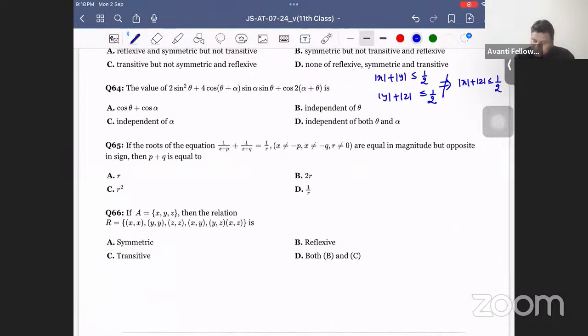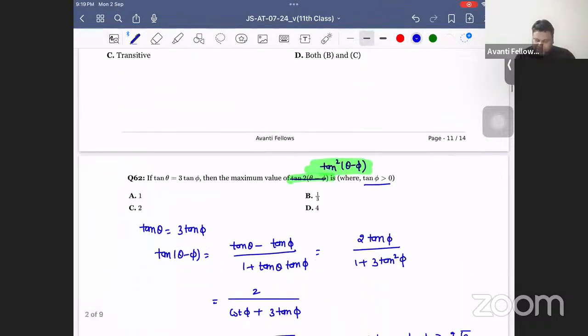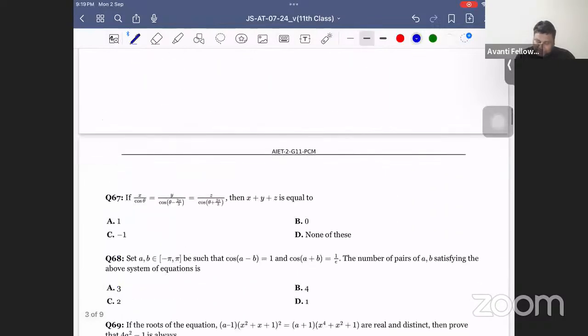Now, if the roots of this equation are equal in magnitude but opposite in sign, then p plus q is? The simple thing you have to do is take the LCM, cross multiply, and make a quadratic in x. Since the roots are equal in magnitude and opposite in sign, you just have to take the sum of the roots equal to 0. You will get your relation.